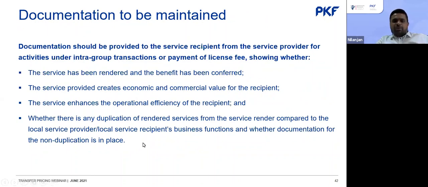Some documentation which has to be maintained in this relation should demonstrate that the service fee has been rendered and the benefit has been conferred. Also, the documentation should clearly demonstrate that this provides you economical and commercial value and it improves your operational efficiency. Whether there's any duplication of rendered services from the owner compared to the local service provider, local service recipient business functions, and documentation for non-duplication is really, really important.